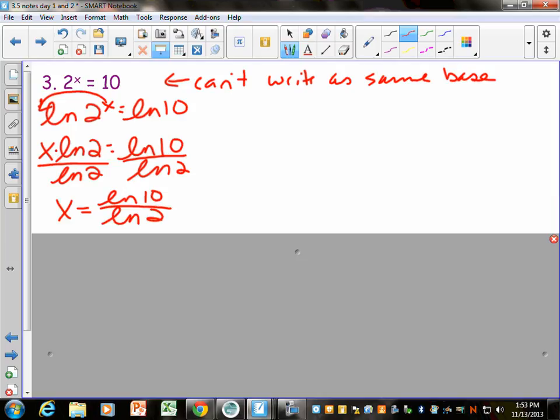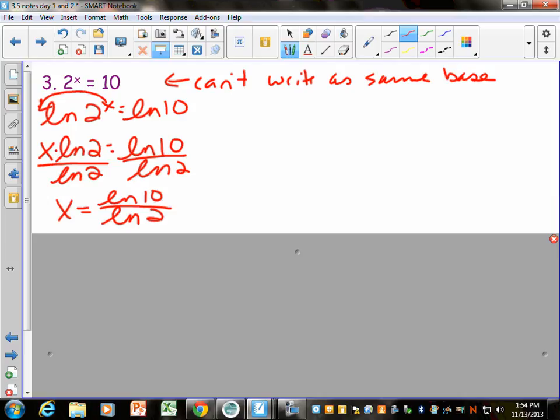Let's have a little break here and talk about some math no-nos on your test. Ln of 10 divided by ln of 2 does not equal ln of 5. You also cannot just cross out those ln's. Lots of people do that all the time. So remember, ln of 10 is just stuck together, ln of 2 is stuck together.